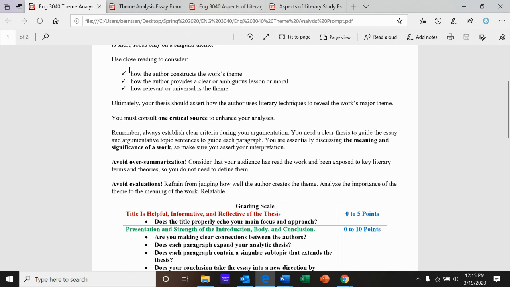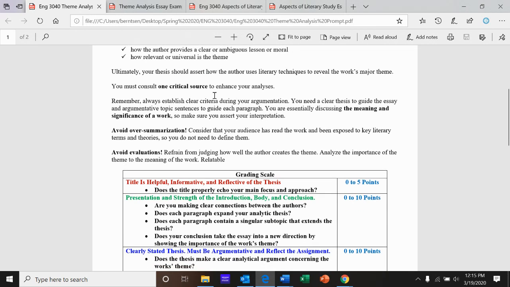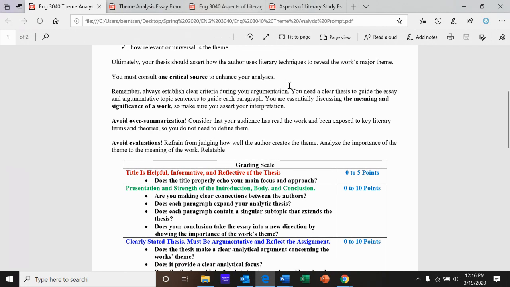So you want to use close reading to consider how the author constructs the work's theme, how the author provides a clear or ambiguous lesson or moral, and then, of course, how relevant or universal the theme is. And this is kind of a hint of how maybe you should conclude the essay, right? What's universal about the theme and so forth. Ultimately, your thesis should assert how the author uses literary techniques to reveal the work's major theme. So is the author revealing the theme through characters, through symbols, through metaphors, through imagery, and so forth. So consider that kind of angle as well.